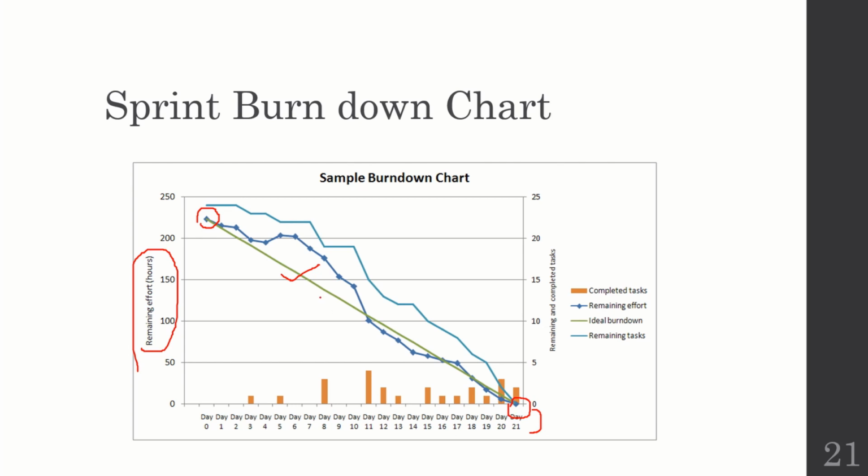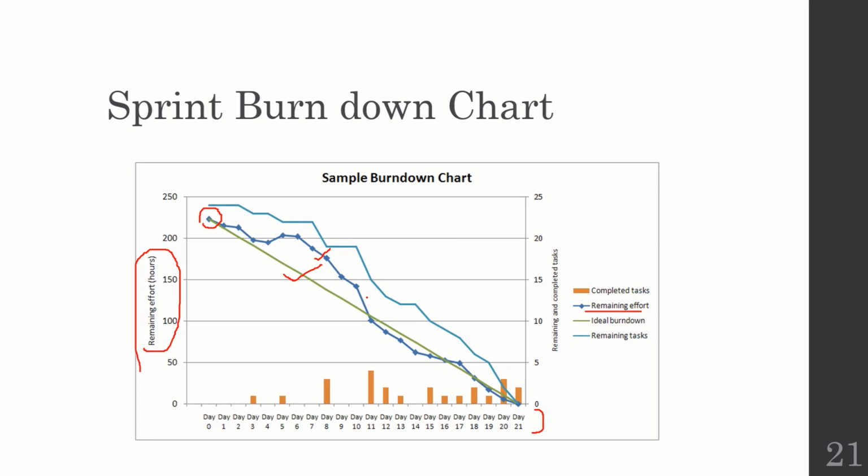Here you can also see the other lines that are basically showing you the remaining efforts. This line is giving you the remaining efforts. We actually want this line to be as close as possible to the ideal burn curve, so as to get close to the working plan. And here we can also see that these orange bars are basically showing you the completed tasks on the respective days.